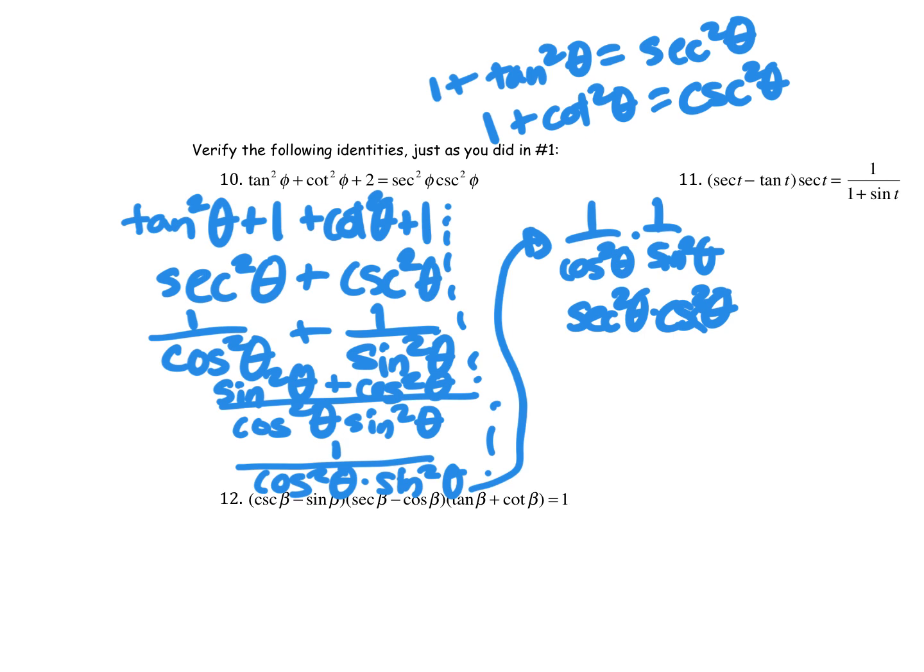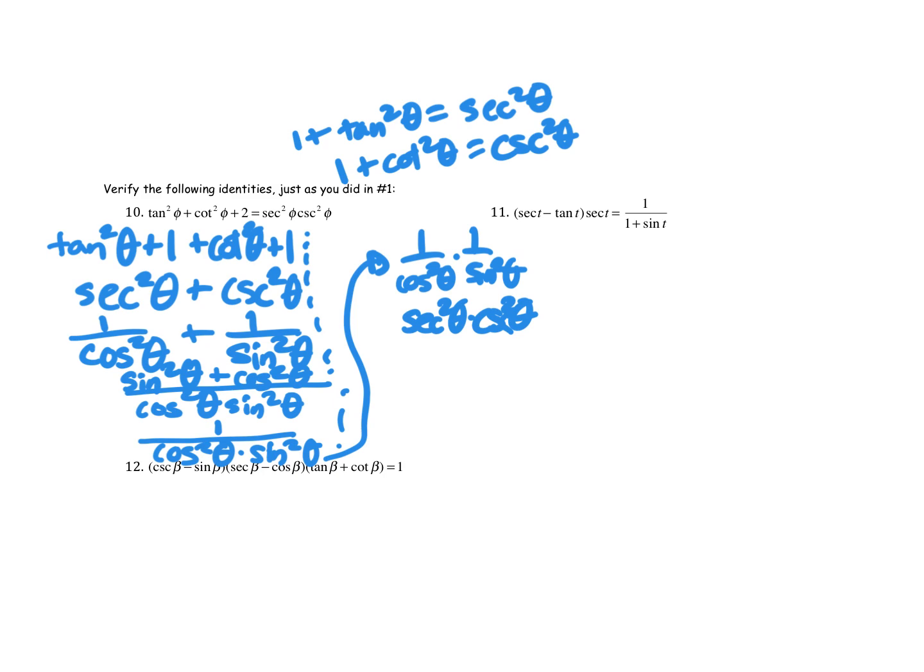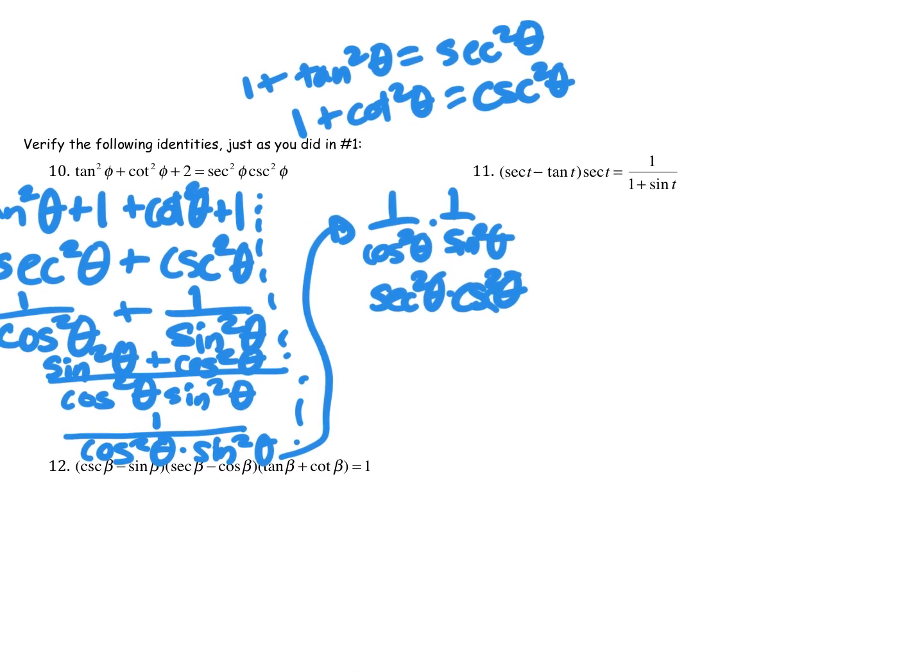All right, so that was 10. And let's now look at 11. So 11, again, working with the left side to make it look like the right side. And on the right side, I only have sine. So that's kind of tempting me to rewrite the left side in terms of sine and cosine.